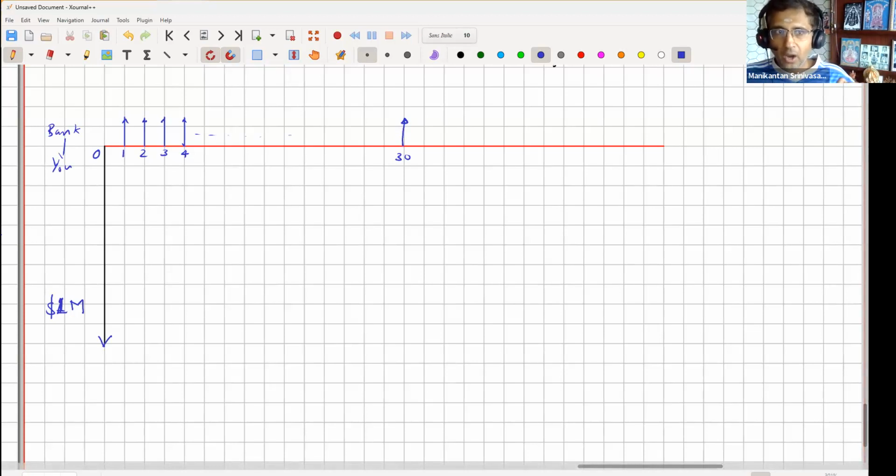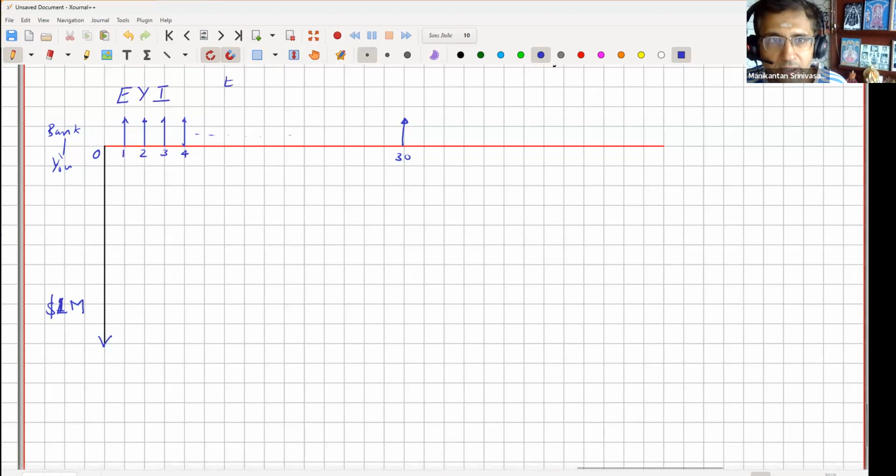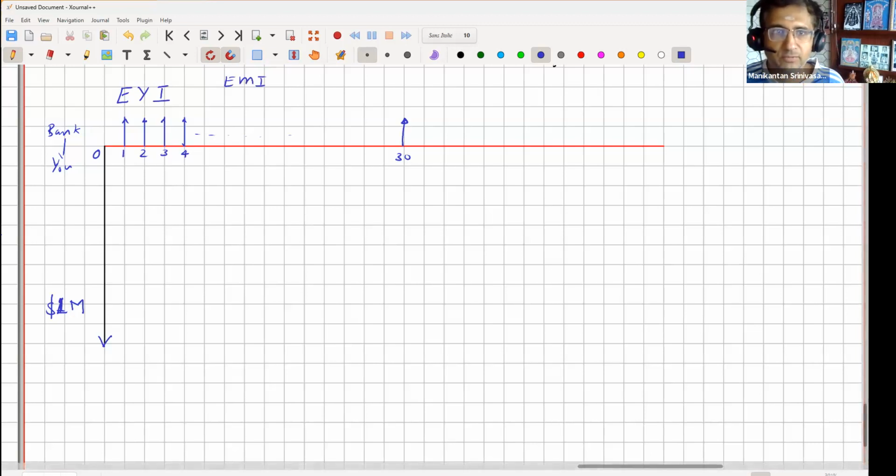So the question is, what should my equal yearly payment be? So this is called equal yearly payment. In reality, it's equal monthly payment, which is why you would have heard the term EMI. You have to pay your EMI bill, equal monthly installment. Here in this fake example, I'm doing it yearly, equal yearly installment.